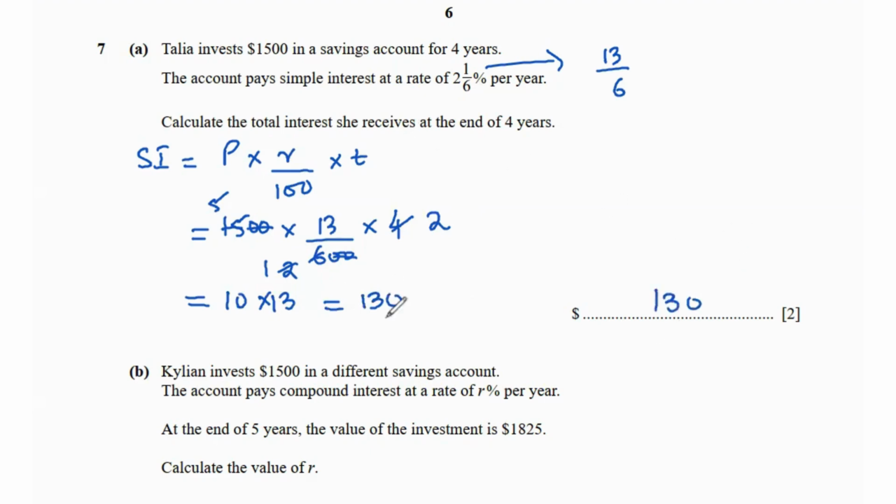The reason why I'm still doing this without a calculator is because I want you to have more practice for paper 2. Even though you're allowed to use the calculator for paper 4, when you're trying to attempt these on your own, like for practice, try to do as much calculation as you can, like using mental math, rather than going for the calculator.